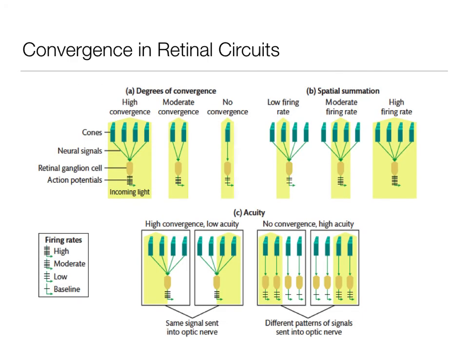So here's a graph from your book. This is figure 2.24 on page 68. And if you look at the top left where it says A, that's the degree of convergence. So the high convergence, the one on the left that has the 4 cones going to 1 RGC, is going to be a bigger funnel, right? It's going to have more cones in this case going to that 1 RGC. Where the 2 cells going to the 1 RGC, that's moderate convergence. And then when we have that 1-to-1, we have no convergence at all, okay?